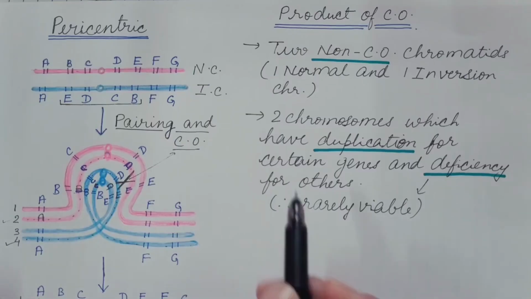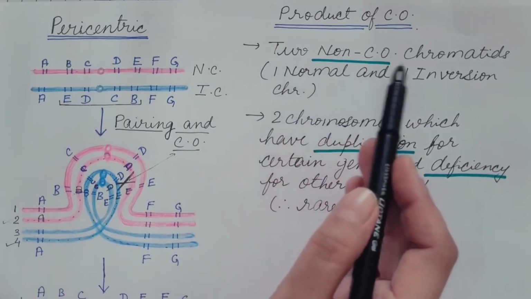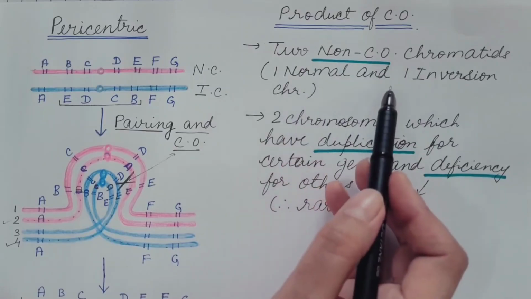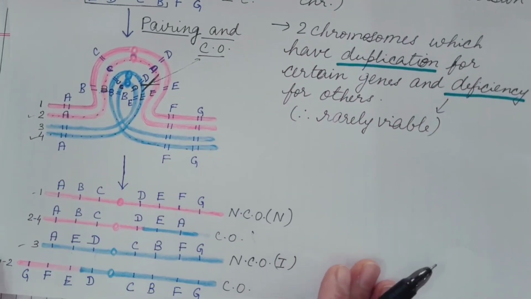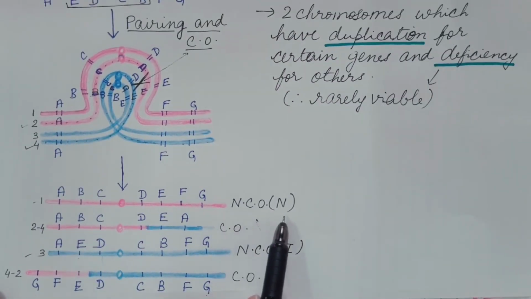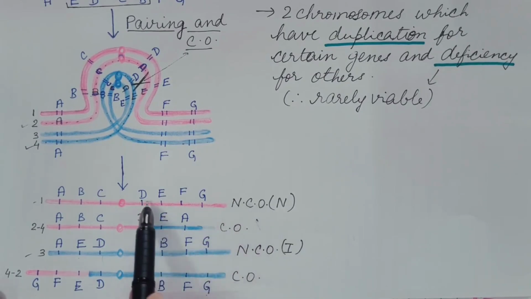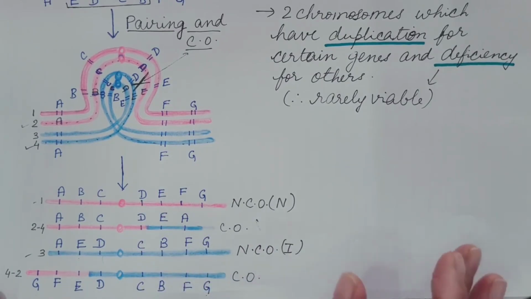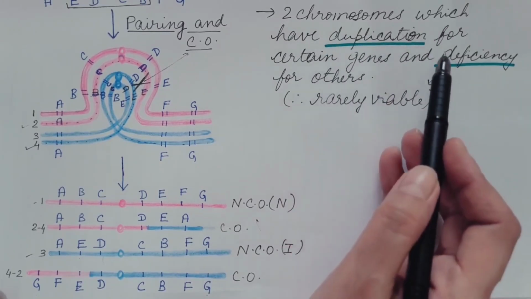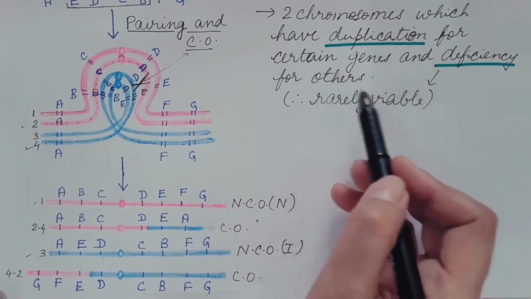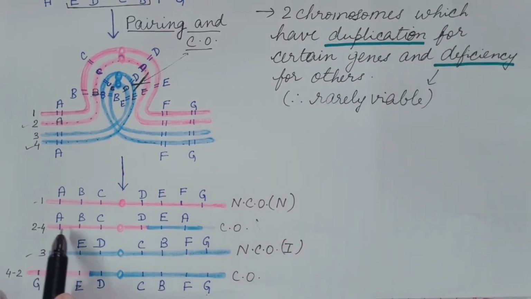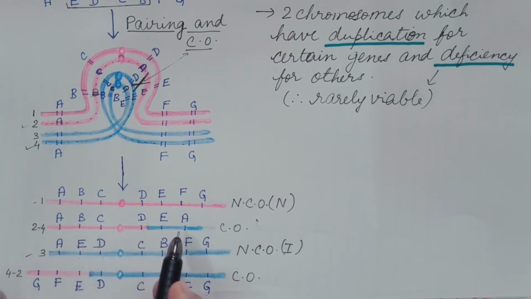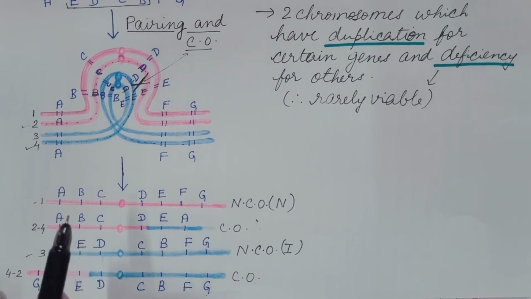So what are the products of the crossing over? Two non-crossover chromatids, one normal and one inversion chromosome. Two chromosomes which have duplication for certain genes and deficiency for the others. So these are the crossover products. These have some of the genes in the duplicated form and there is deficiency of some genes.